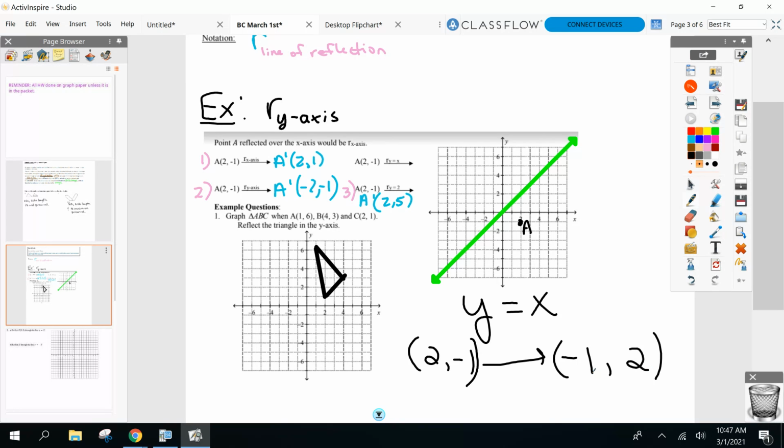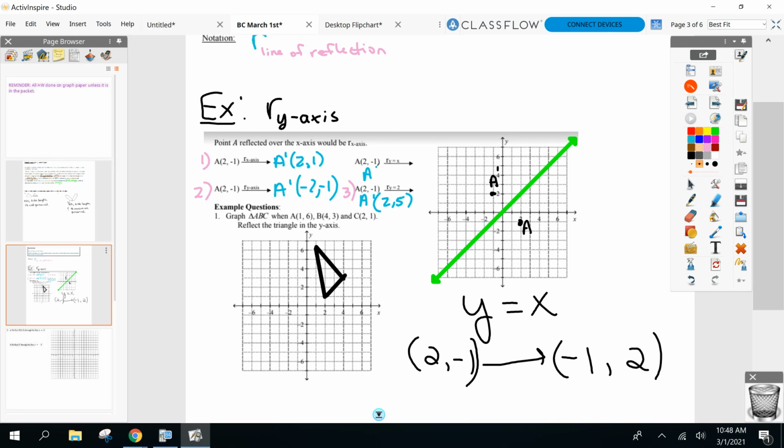So basically, in a nutshell, can somebody summarize, when I ask you to reflect over the line y equals x, what do you do with the coordinates? Switch spots. Okay, switch them. Yep. And look, graph it now. -1, 2. Does it look like I flipped it over that line? You're darn right it does. I guarantee if you tried to fold your paper along the line y equals x, A and A prime would smack right on top of each other.